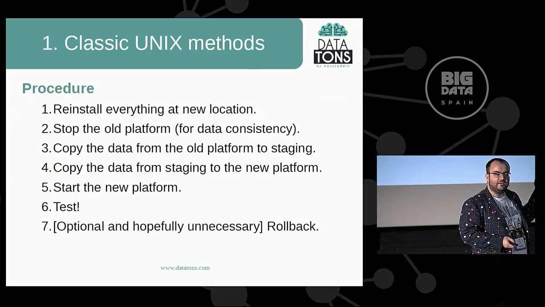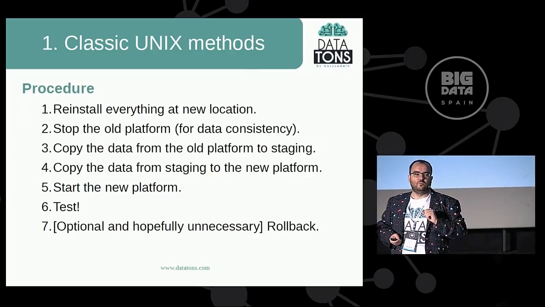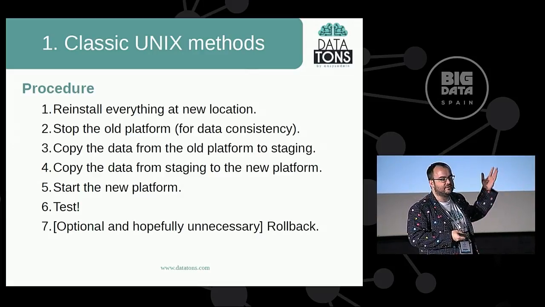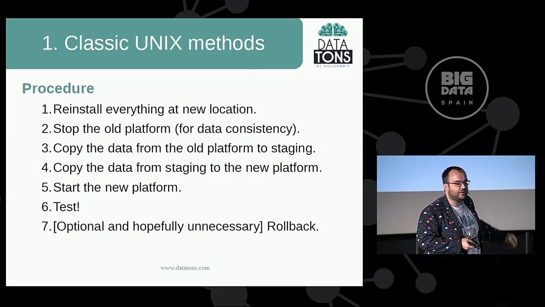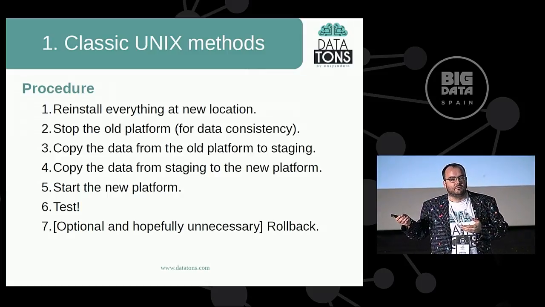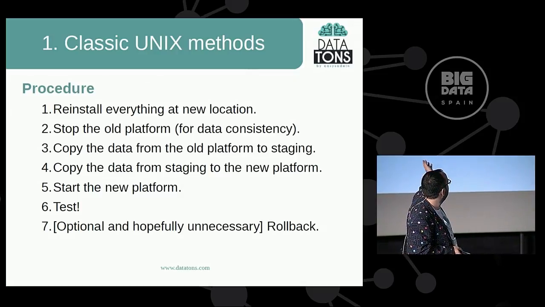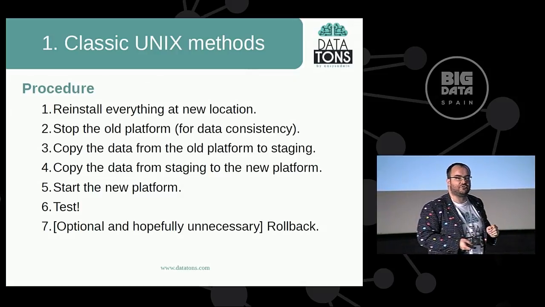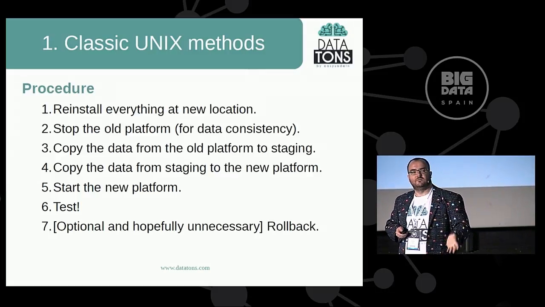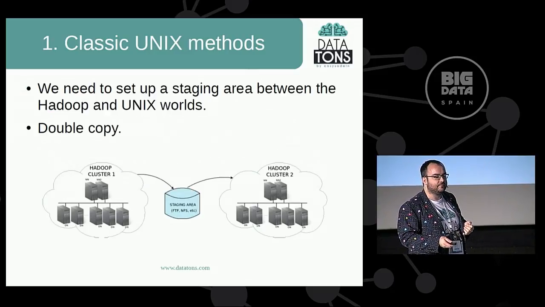So you need to copy the data from the old platform to staging. What's staging? We'll see in the next slide, but basically you need something that's related to the Unix world. This is still just Hadoop, okay? Then you copy the data from staging to the new platform, start the new platform, test, and you always need to include a rollback procedure, okay? Hopefully you won't need to use it, but just in case something goes wrong and you need to go back to where you were at the start.